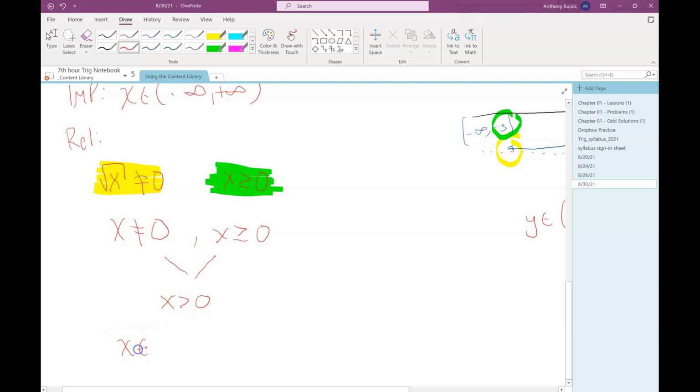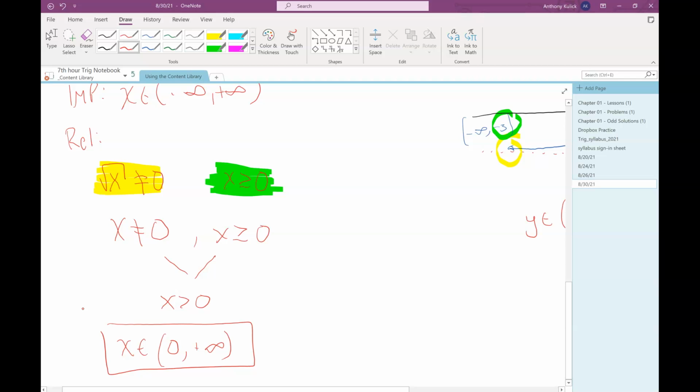So let's write our domain from that. x is greater than 0. Well, that's numbers like 1, 2, 3, 4, 5. So we're starting at 0, and we're counting up as big as we want. So 0 is our lower bound, and positive infinity is the upper bound. The infinities always get a parenthesis. And because 0 is not greater than 0, the 0 gets a parenthesis. Does that feel okay?